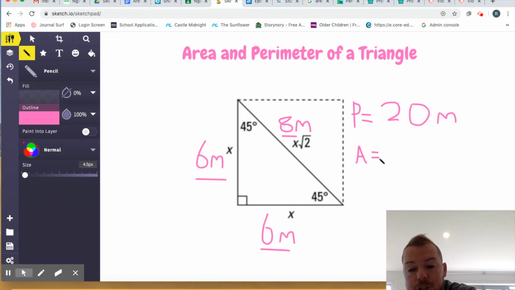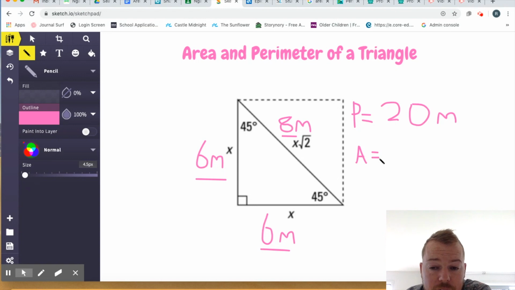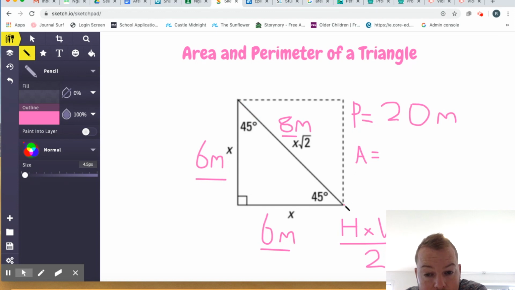And now area. So area for a triangle has a slightly different formula. So for squares and rectangles, it was height times width. We still use that, but what we then do is we divide it by 2, or we halve it. And basically, because a triangle is half of a square. So you can see this triangle here with these dotted lines, you can actually see that the triangle is making up half of the square.